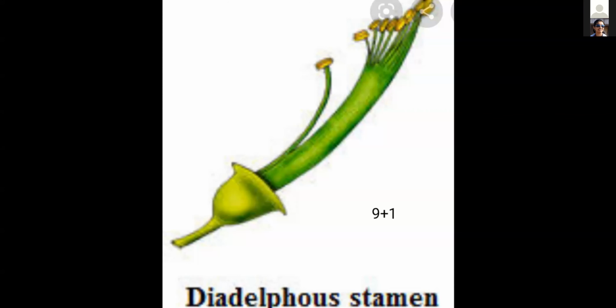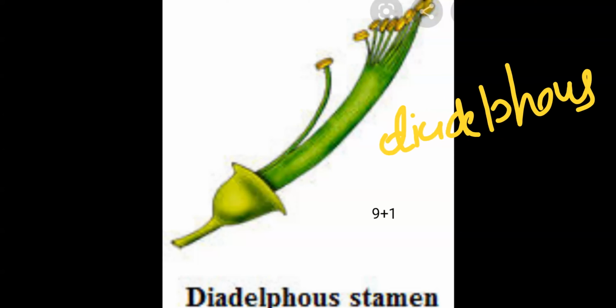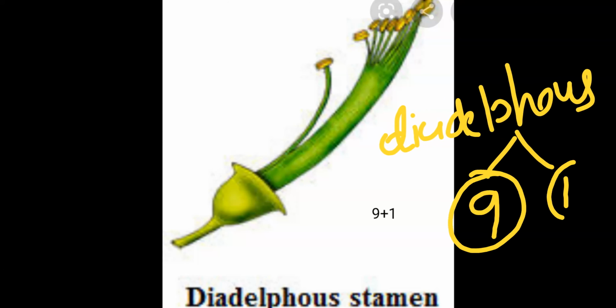Next, if stamens are fused in such a way that they form two bundles, that condition we call diadelphous condition. Diadelphous condition, in that two bundles of stamen, in one bundle 9 stamens are present and in the other one single.